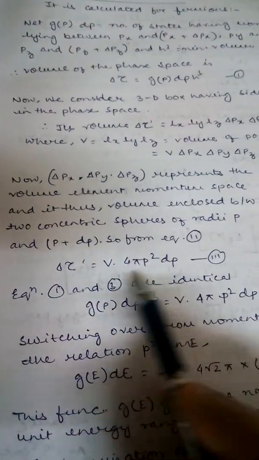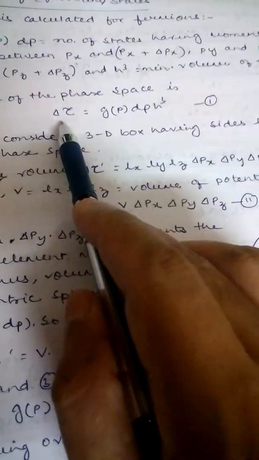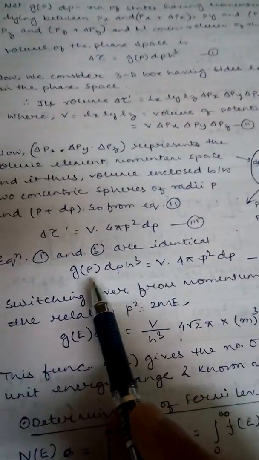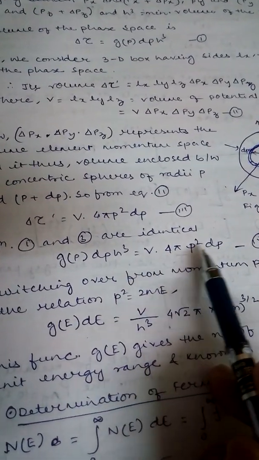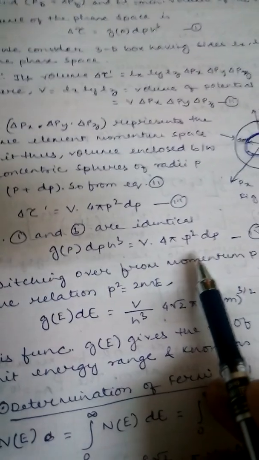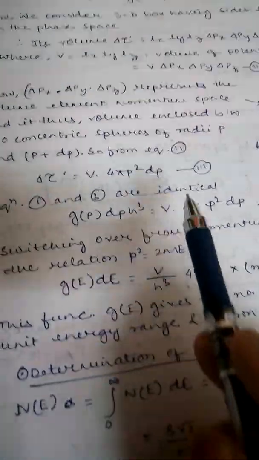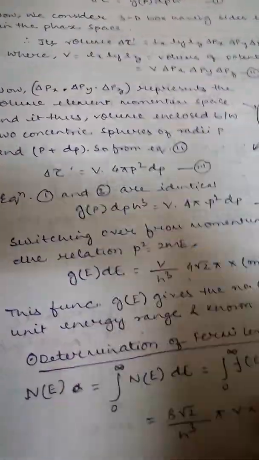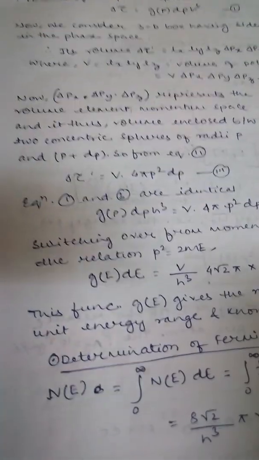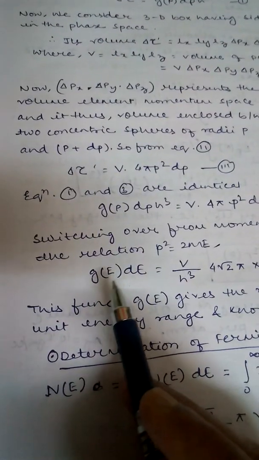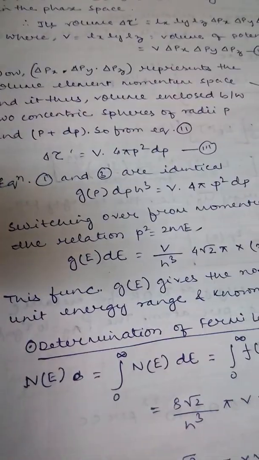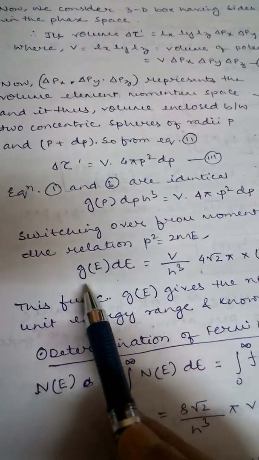So this volume, that is the volume of the phase space, is the same as the volume we have expressed earlier, that is g(p)dp into h cube. So we can equate these two. So we may write g(p)dp equals 4 pi p square dp into V divided by h cube. This is the expression of density of state in terms of momenta. But in the definition, we have mentioned that density of state is the number of quantum states having energy between E and E plus dE. So it should be expressed in terms of energy. That's why this g(p)dp should be converted into g(E)dE.